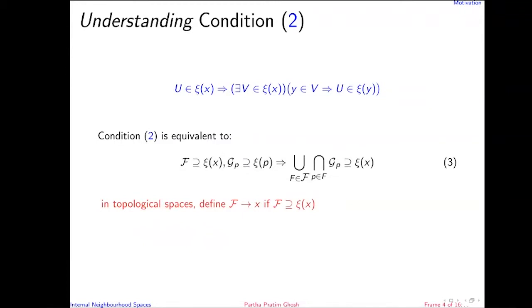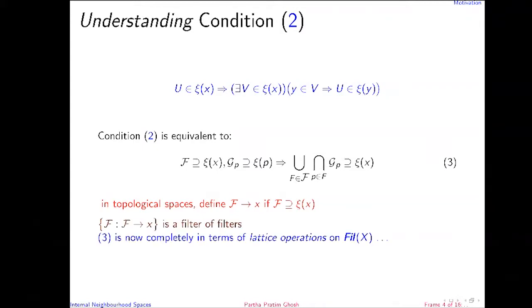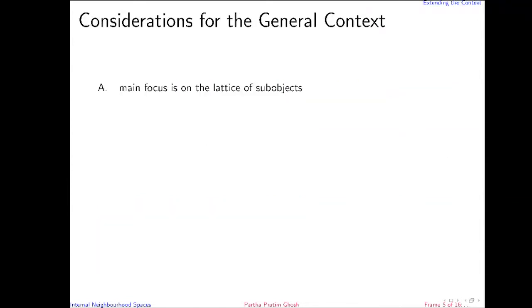If we do a little more algebra, we see that this is equivalent to this set theoretic or algebraic condition. And a filter containing the neighborhood filter in topology, we say that it converges to X. So we start to think about whether the condition of convergence of filters is actually a lattice theoretic condition or not. Now we have it completely in terms of filters. Once we start to think this way, we see that filters on a space are nothing else but filters in a certain lattice, that is the lattice of subsets. So the main focus is on a lattice of subsets or sub-objects, as we say in categories.